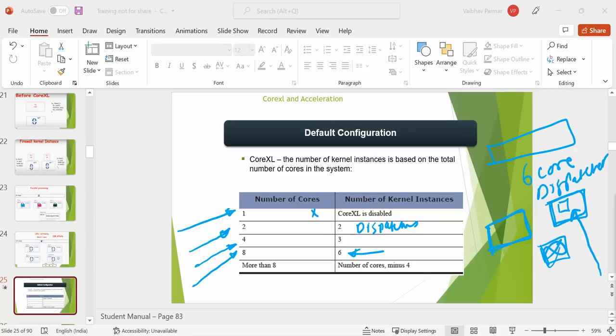If you have more than 8 cores, for example a 10 core system, 10 minus 4 equals 6, we can make it 6 dispatchers. If you have 15 cores, 15 minus 4 equals 11, you make those 11 cores dispatchers. This is what this slide explains. Any doubt here?